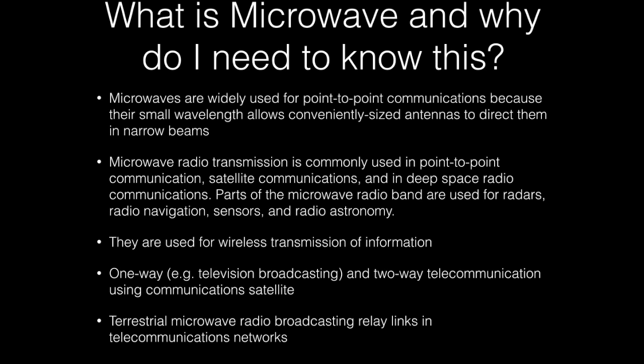Normal radio, AM, FM, two-way radios in cars, transmit their signal in a 360-degree pattern. You see that piece of metal sticking up out of the car, or out of the ground for a transmitter, and the signal radiates equally in all directions.